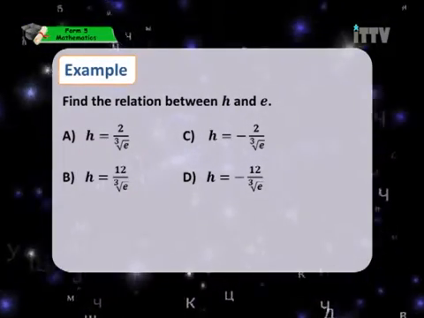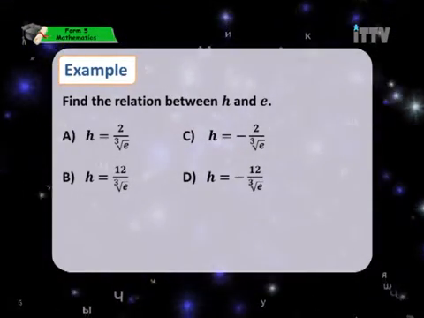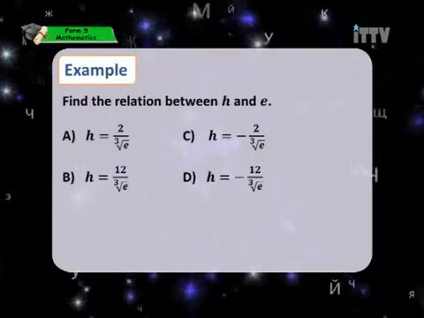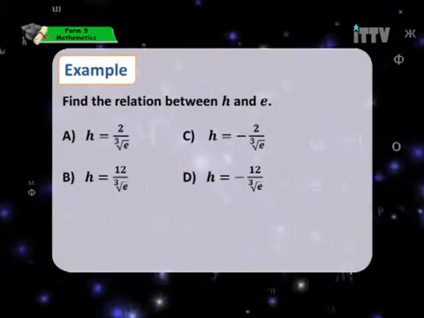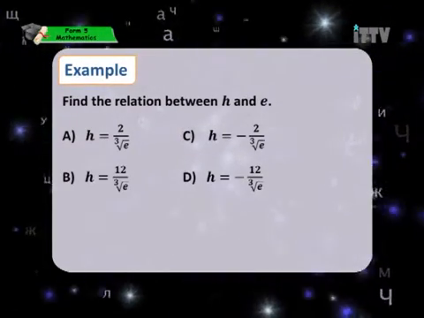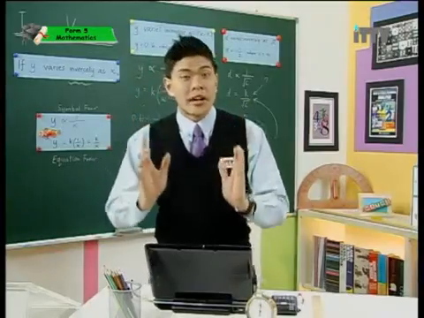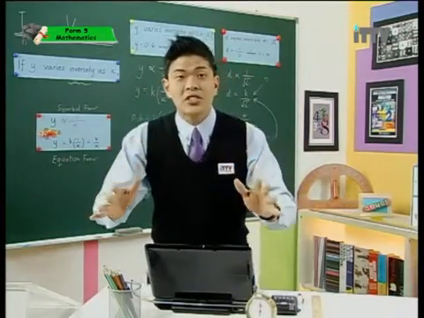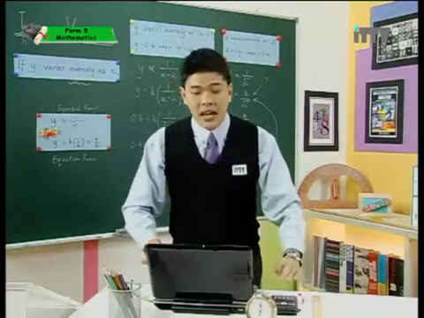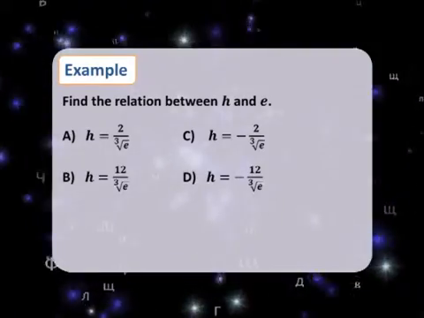A, h equals 2 over cube root e. B, h equals 12 over cube root e. C, h equals negative 2 over cube root e. Or D, h equals negative 12 over cube root e. Alright guys, remember what we have discussed, the steps. Can you try this yourself? We'll be back to see what the answer is.